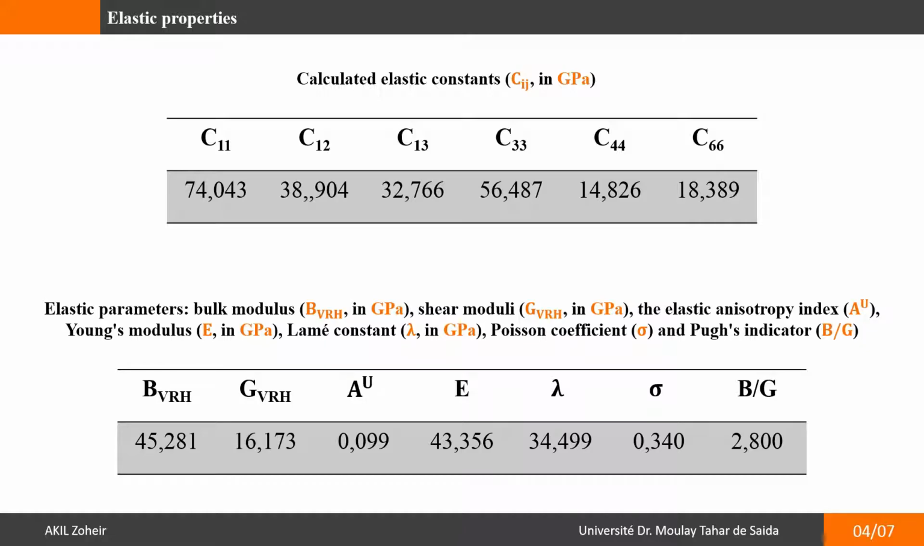From these parameters, we can draw the following conclusions. The elastic anisotropy equals 0.099, so we can say that our material is almost isotropic. Young's modulus is around 243, so this compound has a fairly low stiffness. The Pugh indicator ratio is greater than the critical value, so this compound is a ductile material. The Poisson ratio is greater than 0.25, so we can say that this compound presents a considerable ionic contribution to the interatomic bonding.